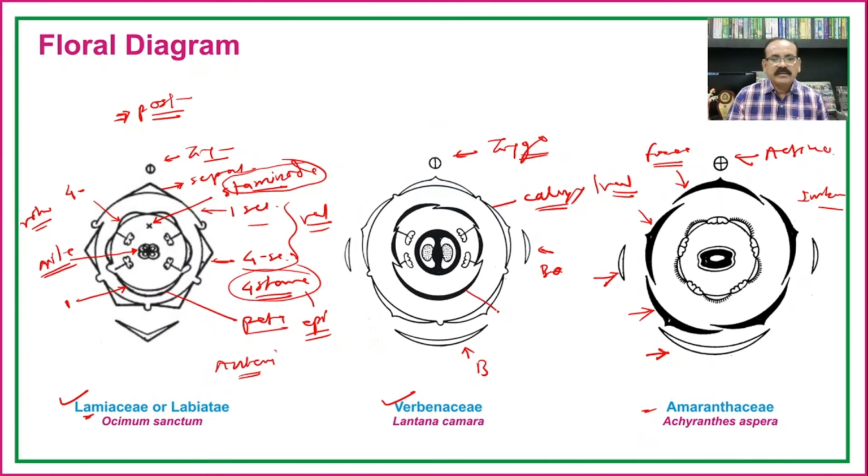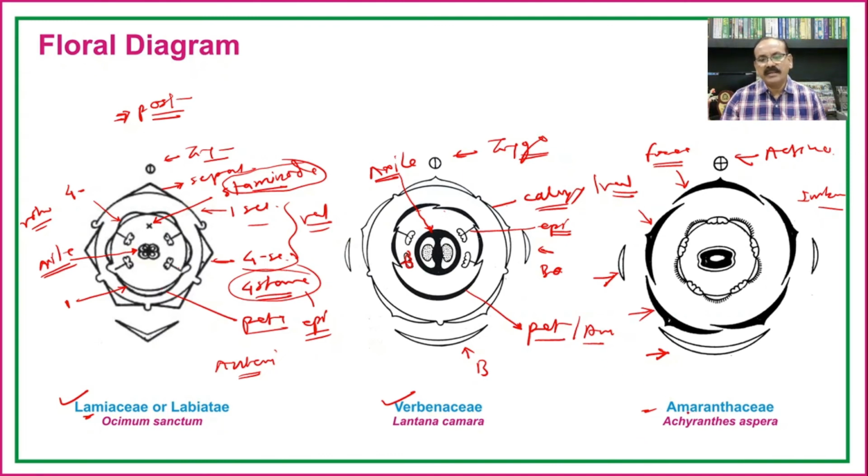Then there is an odd petal to the anterior side, and the rest of the petals are somewhat unequal. In addition to that, here there are stamens which are dithecous and introrse, and they are epipetalous, that is, they are attached to the petals. The ovary is bilocular with axile placentation.